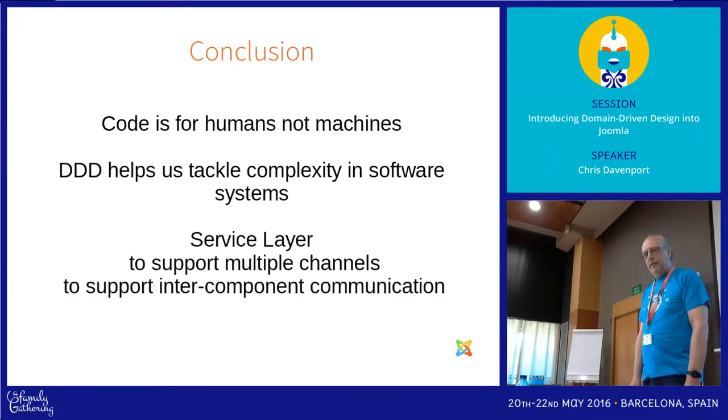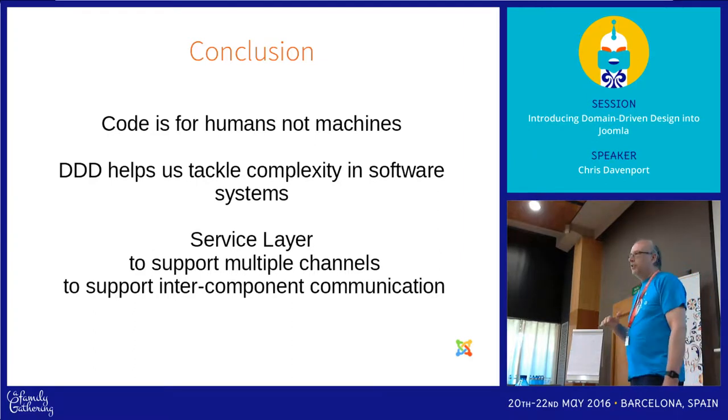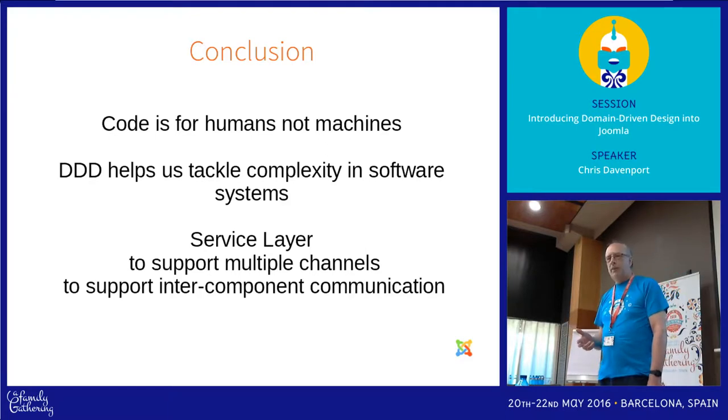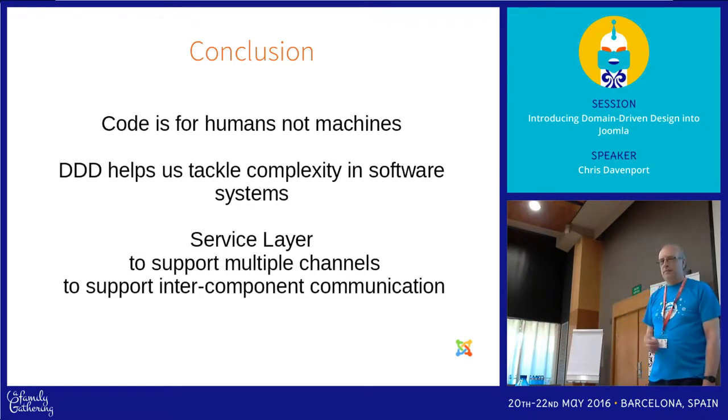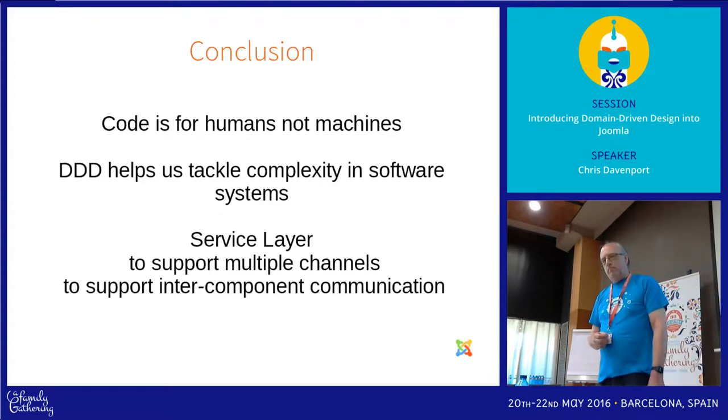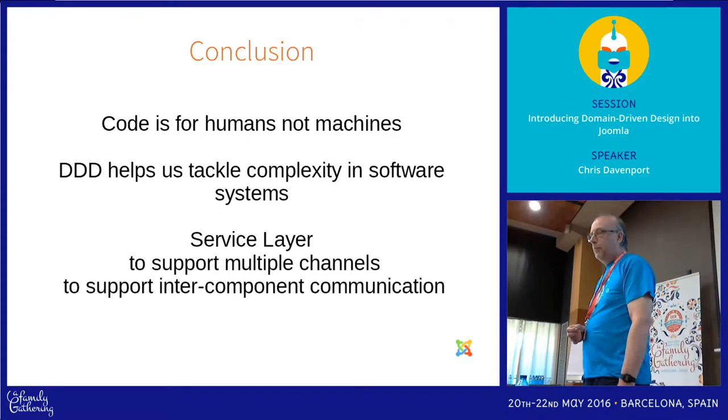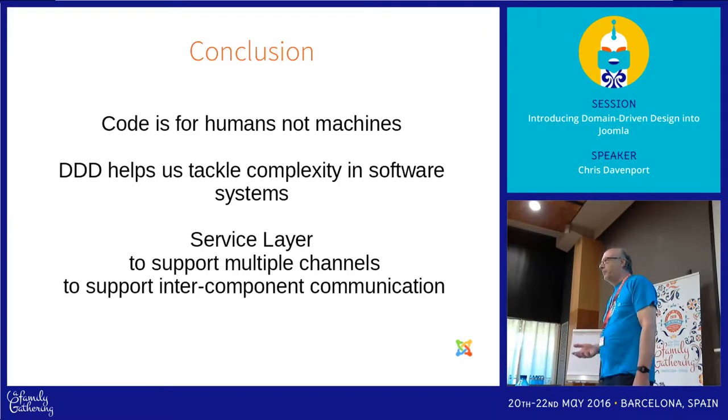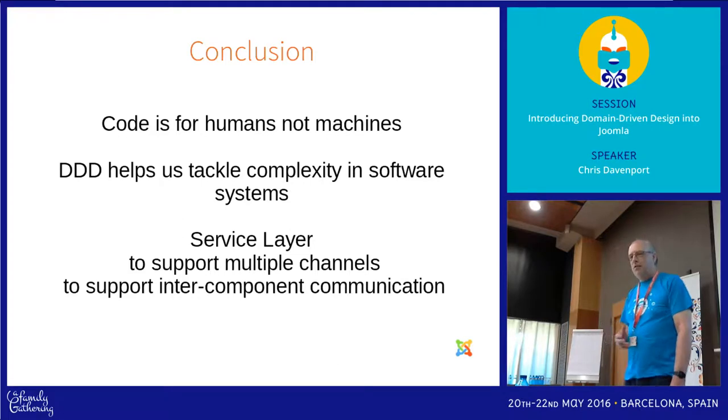And thinking along those lines, with the introduction of a service layer, we're trying to solve two specific problems, that is multiple channels and intercomponent communication, but doing it in such a way that aligns with DDD and brings some of those concepts of DDD into the code base within Joomla. Hopefully it will not be completely alien to everybody. It's a subtle way of bringing some of these ideas in without shocking people too much.